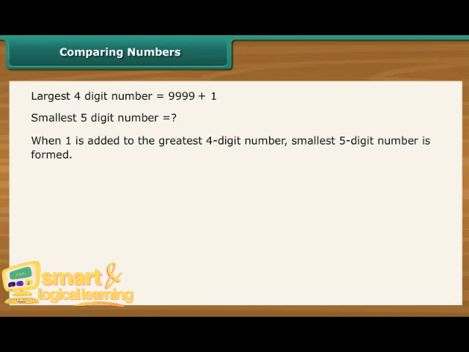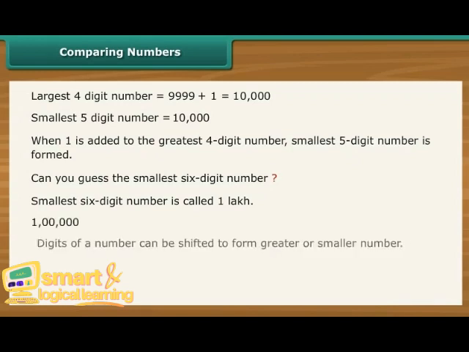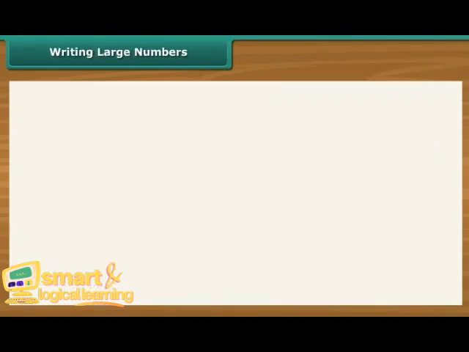Let us find out. On adding 1 to 9,999, we get 10,000, which is smallest 5-digit number. Can you guess the smallest 6-digit number? Smallest 6-digit number is 1 lakh. Digits of a number can be shifted to form greater or smaller number. Let us see how. Writing large numbers.